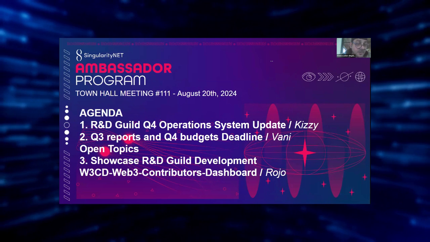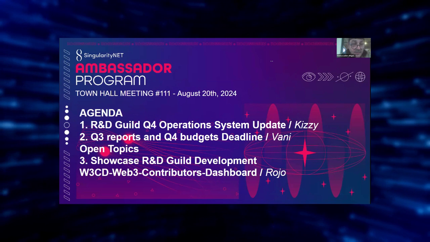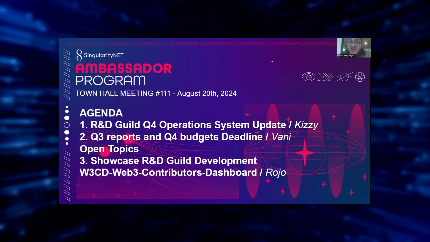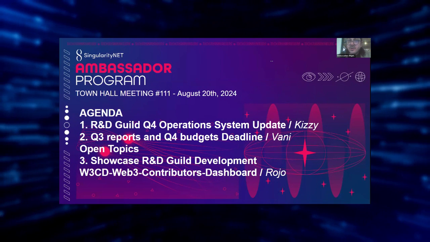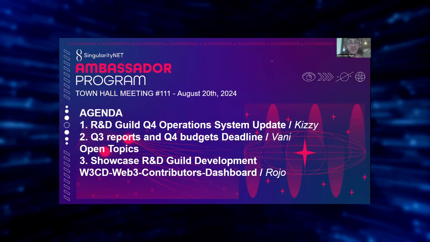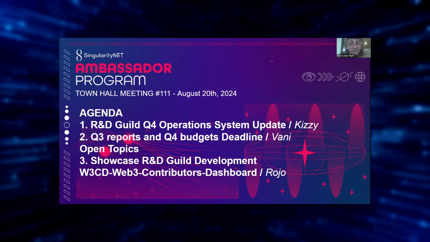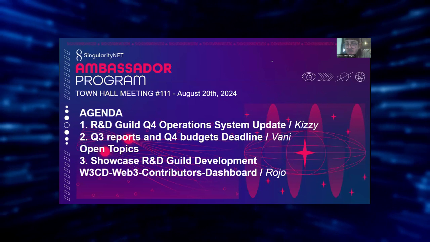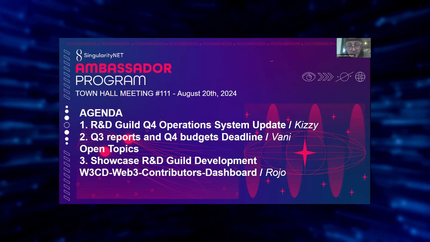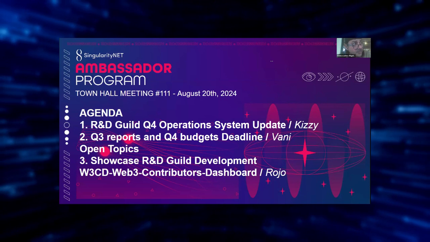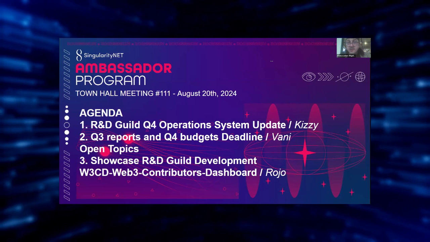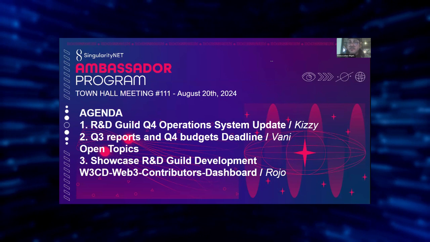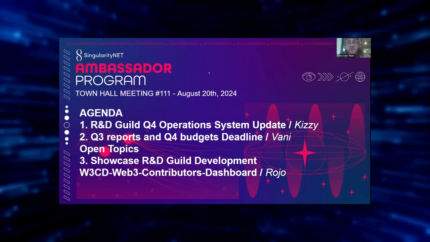Then mixed, open topics, which is going to be the last one. And then we're going to have a special moment. We are very happy to have Rojo back in the room, showcasing the deliverables from the R&D proposal for the Web3 contribution dashboard for the ambassador program. He presented this functional artifact last Wednesday in our weekly meeting, and we are really happy to share the results of the allocation of resources, and to have you back in the room as well.